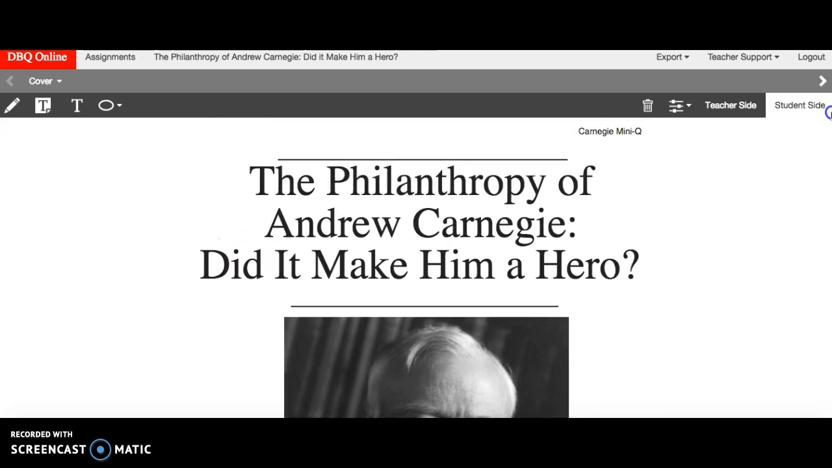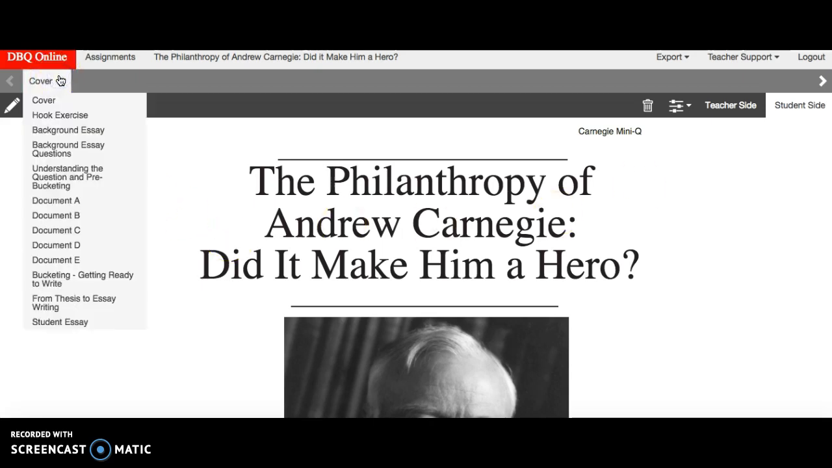And that question is, the philanthropy of Andrew Carnegie, did it make him a hero? So philanthropy being your willingness to use your wealth, your power, your influence to make the world a better place. Did this make him a hero, or was he just a rich guy who was willing to write checks? So we're going to look at a couple documents that are going to help lead us and give us an answer to that question.